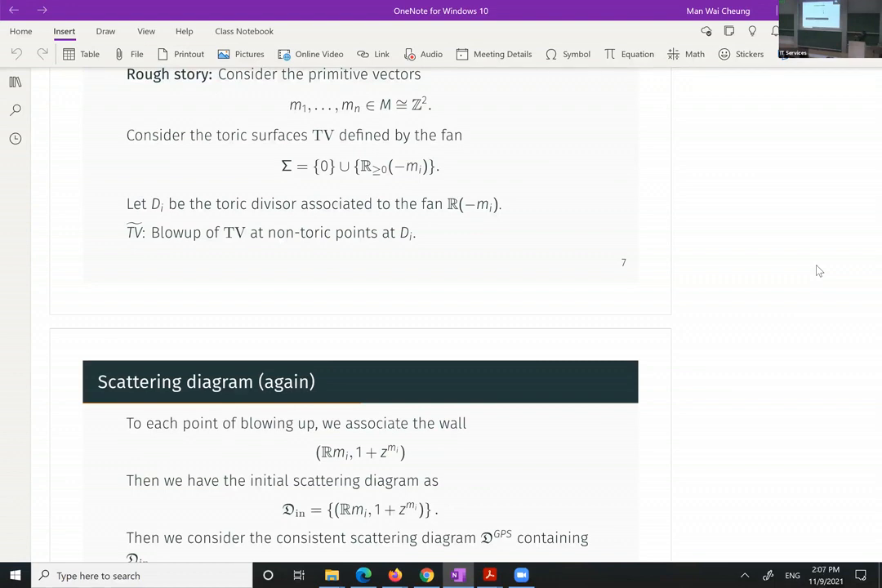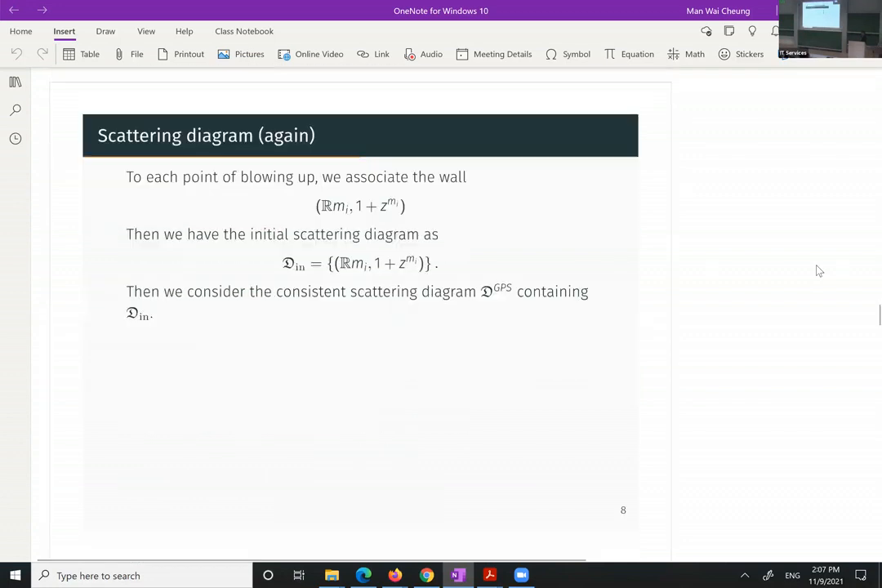We associate a wall, which comes from this whole line, coming from this m_i, and then we associate the function 1 plus z to the m_i. But this is just to each point of blowup we associate a wall. So the initial scattering diagram we are thinking of is the collection of all those walls, and then we look at the consistent scattering diagram containing this initial one. And the consistent scattering diagram will give us the next slide.